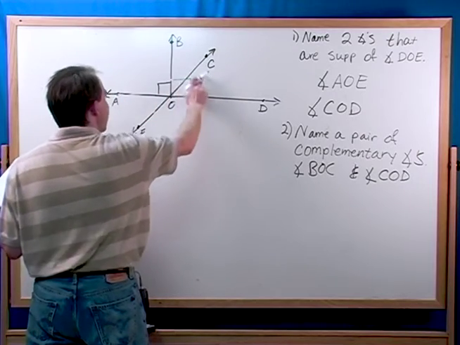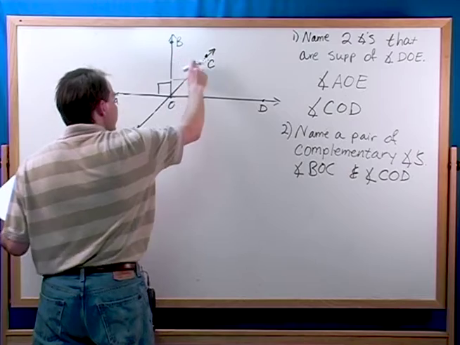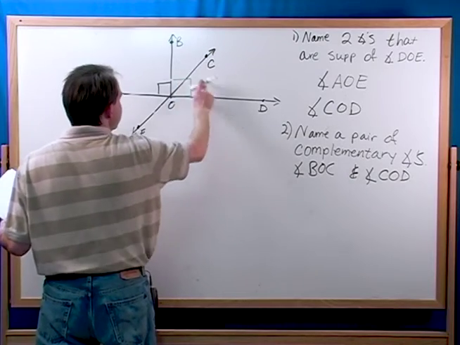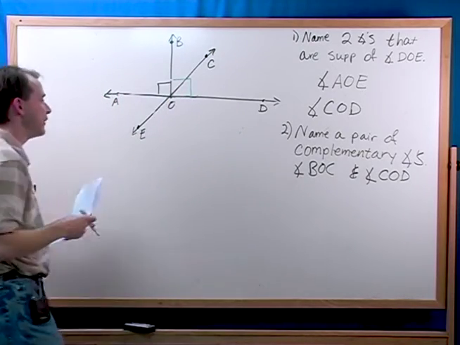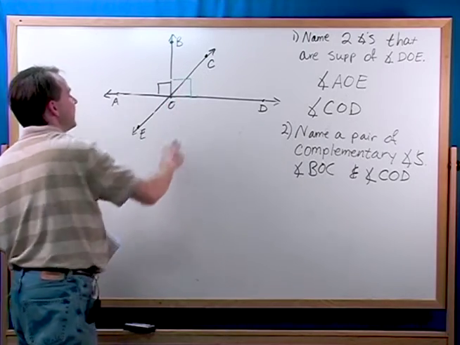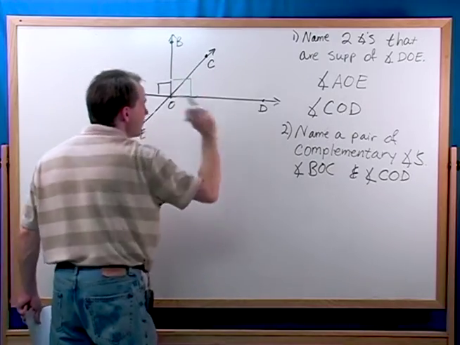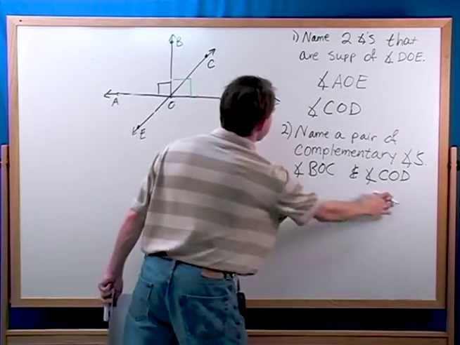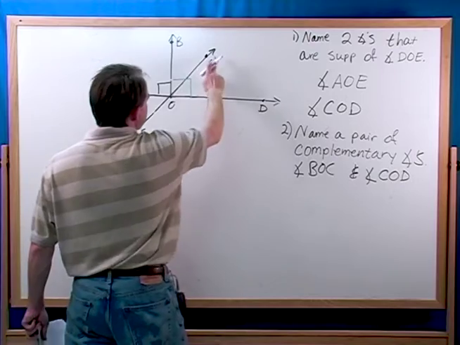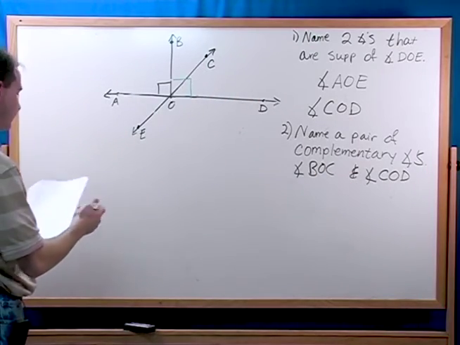So if this is 180 and this is 90, then this whole part of it from B down to D here, BOD, has to be 90 degrees. That's why I put this little mark here, meaning that's 90 degrees, okay? And if that's 90 degrees, then this angle plus this angle must equal 90 degrees, so that's what I put. BOC, COD, they are complements of one another, okay?